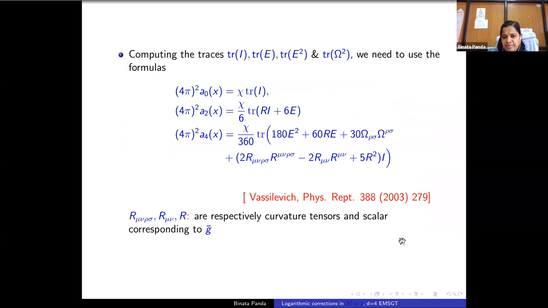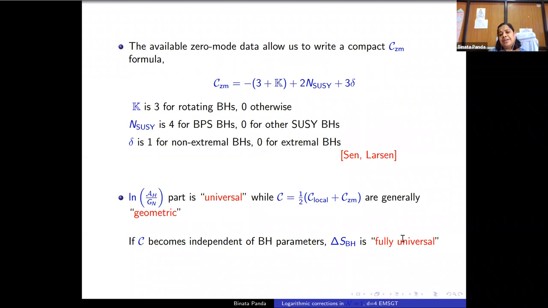So that formula, it's not by Sen and Larson, it's two different groups. And basically Sen et al. have done lots of computation for this logarithmic correction for different kinds of black holes in higher supersymmetry, like N equal to 4, N equal to 8, and N equal to 2, many of them. So this formula is basically given by Larson et al. And he claims that this formula reproduces all the results of Sen et al.